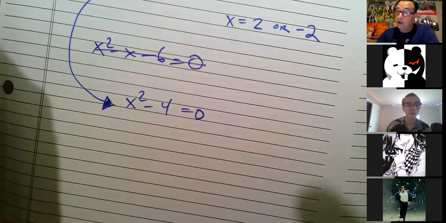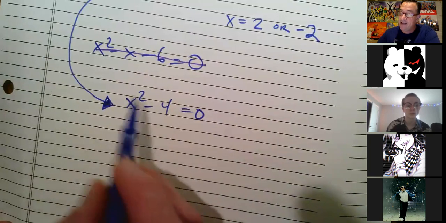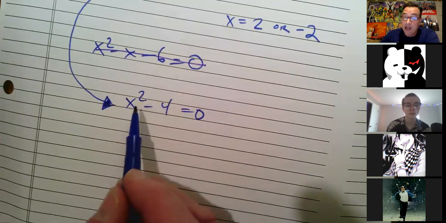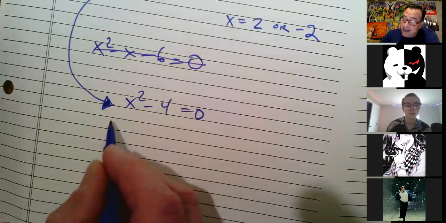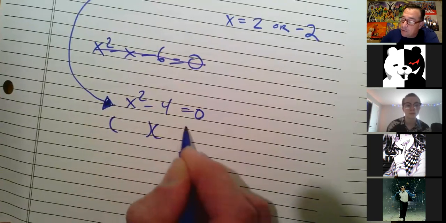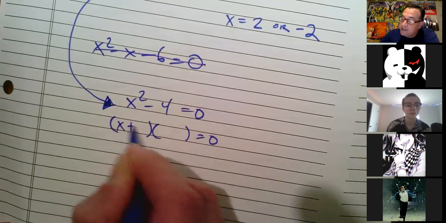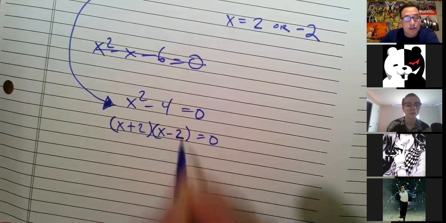But what we can recall from what we learned about factoring last week is I've got two things being subtracted, and they're both perfect squares. So this can actually be written as a multiplication problem: x plus 2 and x minus 2.